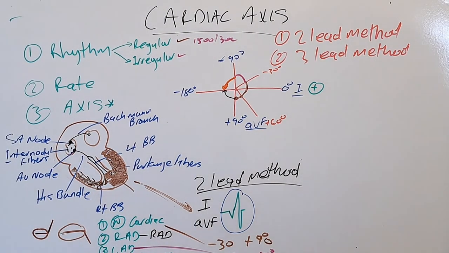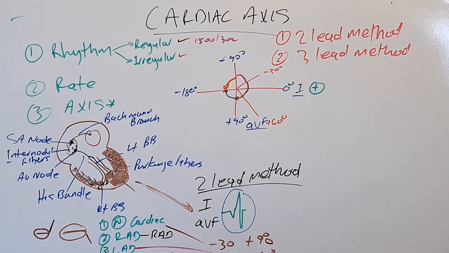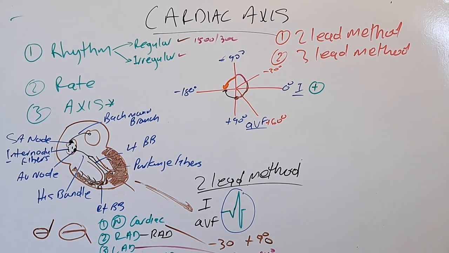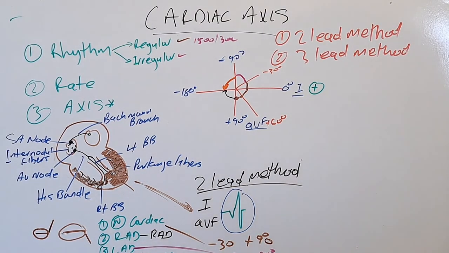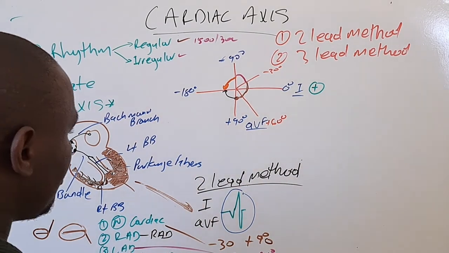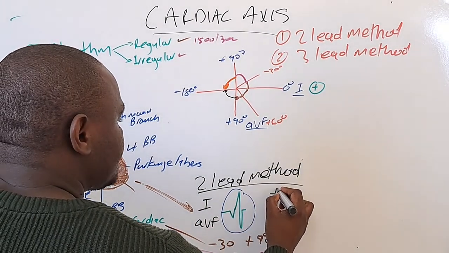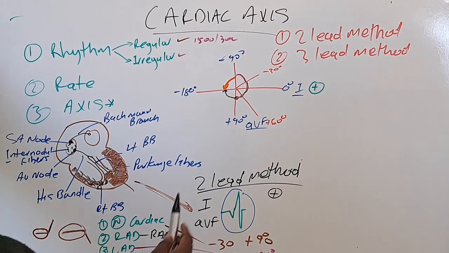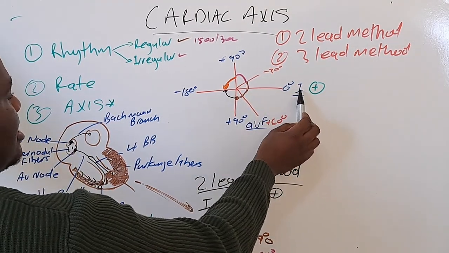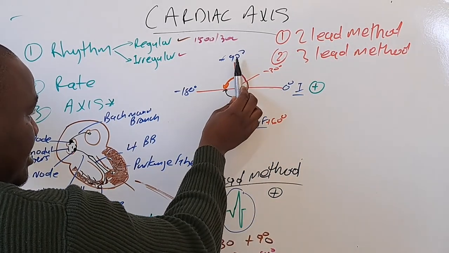So as long as you have got this and you understand it, you can actually now start entertaining ECG strips and trying to figure out the cardiac axis. So let's move into it. Let's say now I get a strip. What do you do when you get a strip? You look at lead 1 and lead AVF. Let's say now in lead 1, you look at the QRS and you find that, okay, it's positive. If it's positive, it means now you are dealing with this, because positive lead 1 is this line. So it means now you are dealing with this side.